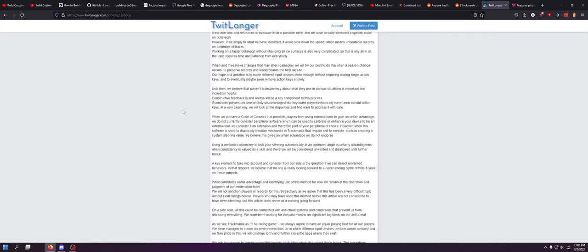Using a personal custom key to lock your steering automatically at an optimized angle is unfairly advantageous when consistency is valued as a skill, and therefore will be considered unwanted and disallowed until further notice. Thank you. A key element to take into account and consider from our side is the question of if we can detect unwanted behavior. In that respect, we believe that no one is really looking forward to a never-ending battle of hide-and-seek on these subjects.